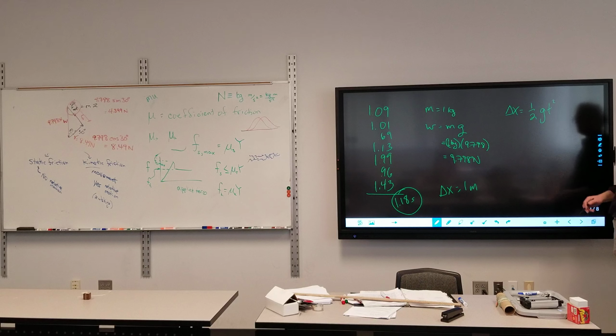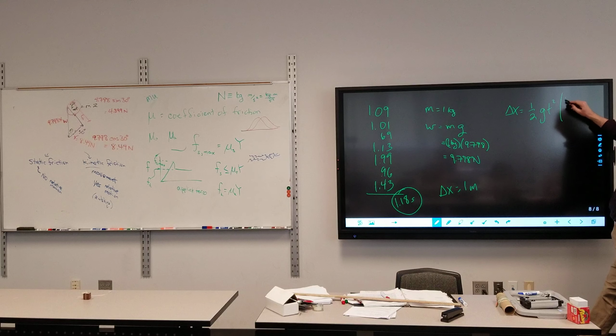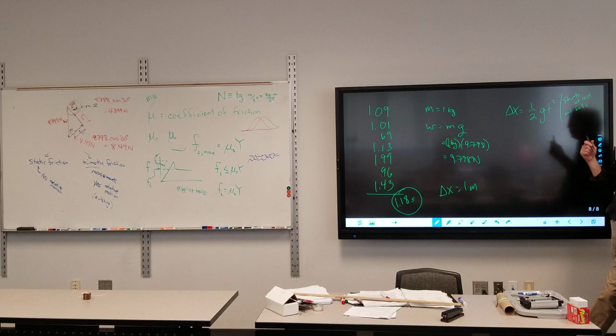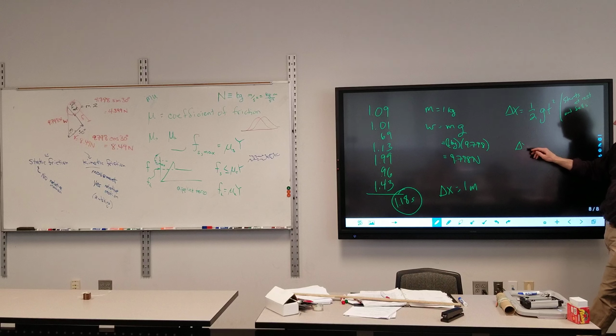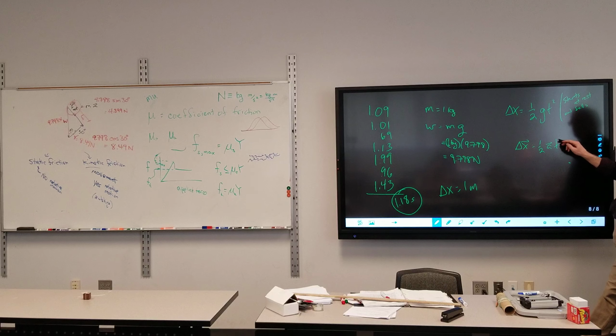However, it's very close to another formula. So let me just write this: starts at rest and falls. But this formula also works if we make it slightly more general, that the displacement is equal to 1/2 a t squared. And this is true if it starts at rest. It doesn't necessarily have to be falling.